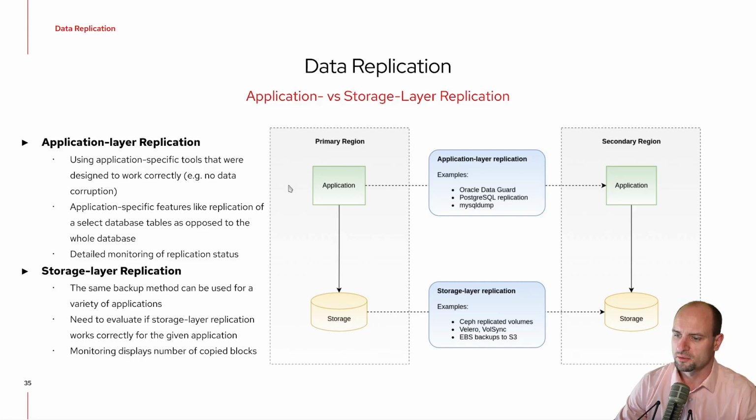We have replication tools which work on the application layer, and then we have storage solutions which replicate on the storage layer. Application layer tools understand the data they are replicating. These tools have been specifically designed to replicate that kind of data. The examples of application-specific tools are the Oracle Data Guard asynchronous replication, the PostgreSQL replication, MySQL dump, but also the Kafka MirrorMaker 2, which we used in our architecture.